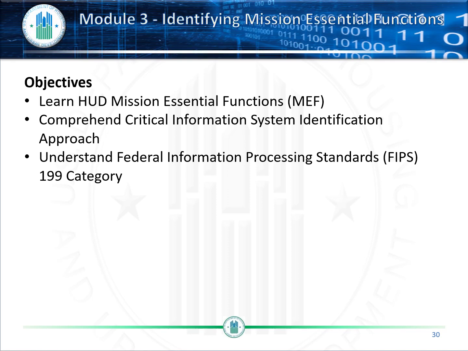The objectives of Module 3 are to learn HUD Mission Essential Functions, or MEF, comprehend Critical Information System Identification Approach, and understand Federal Information Processing Standards, or FIPS 199 category.